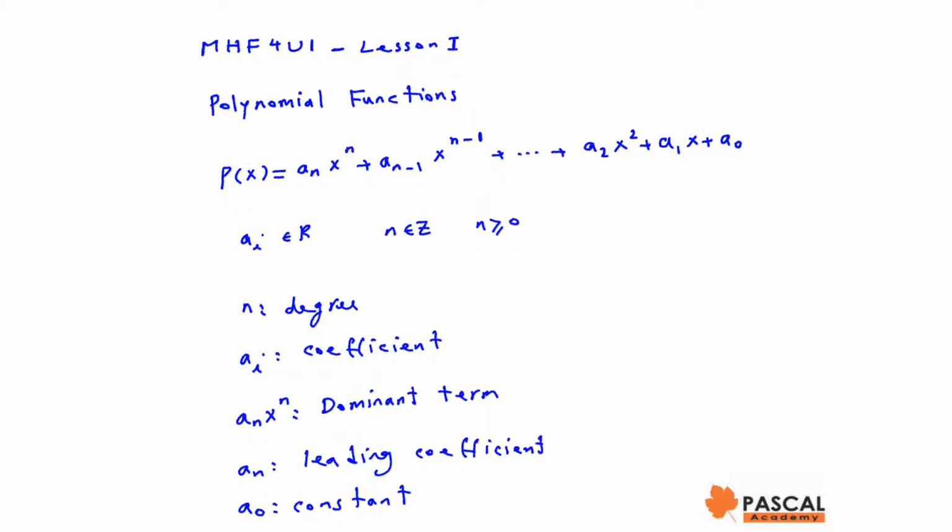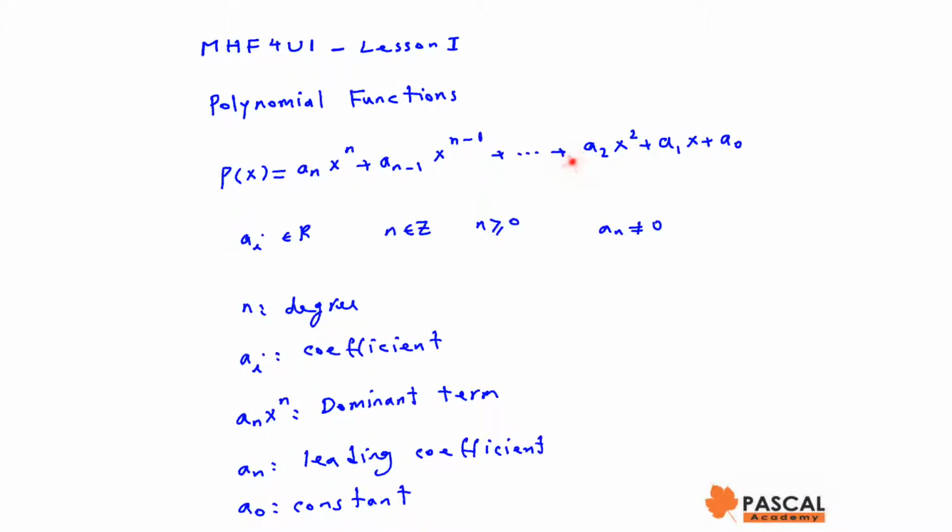Advanced Functions, Lesson 1. Our goal in this lesson is introducing polynomial functions in general form and talking about their end behavior. P(x) = a_n x^n + a_(n-1) x^(n-1) + ... + a_2 x^2 + a_1 x + a_0 is called a polynomial of degree n when a_n is not 0.